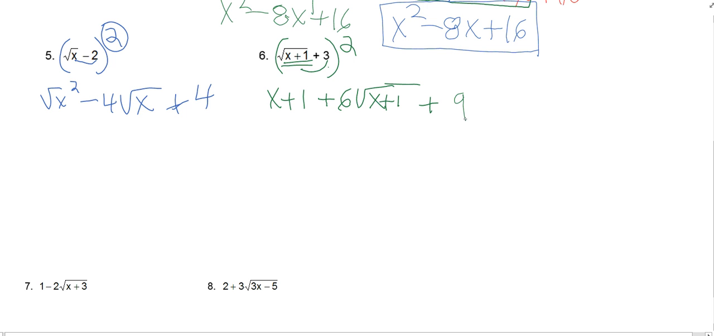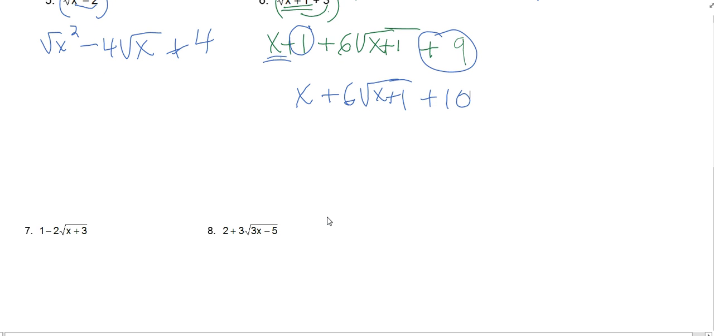So let's see if we can combine any like terms. Sure, we can. We have a 1 right here and a positive 9, so that would simplify to 10. And this x cannot be combined with anybody, so we're just going to rewrite x plus 6 square root of x plus 1. And that's it. Alright, let's just do one more. Let's do number 7.